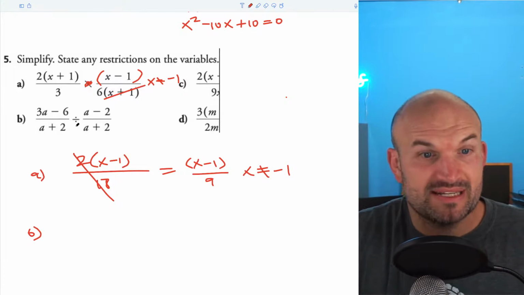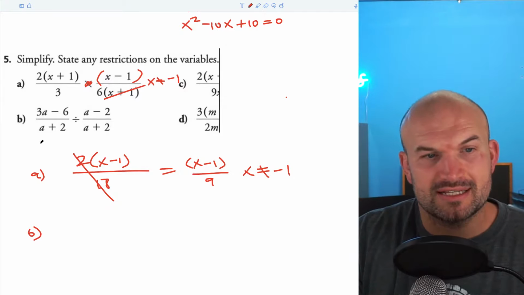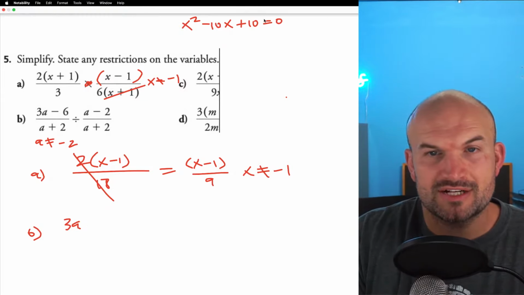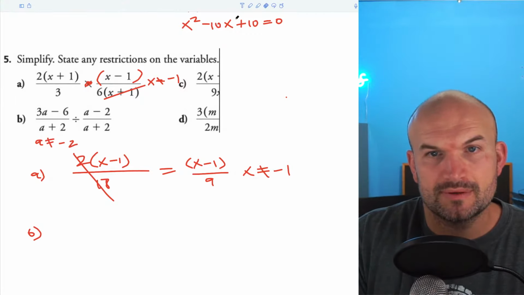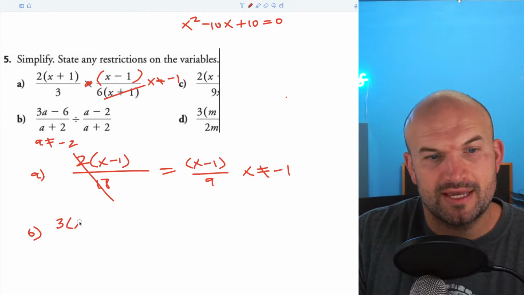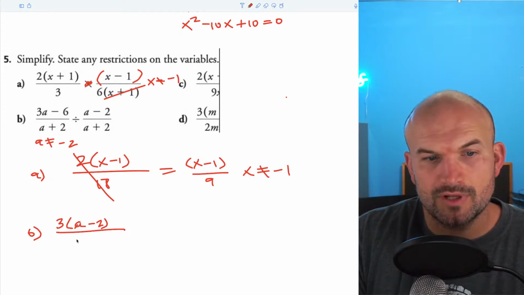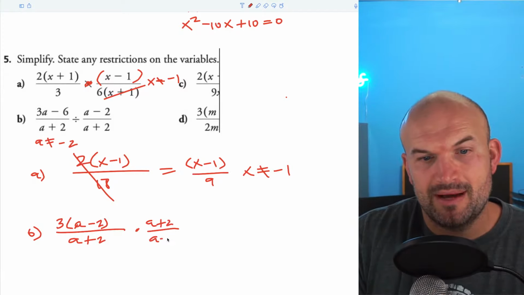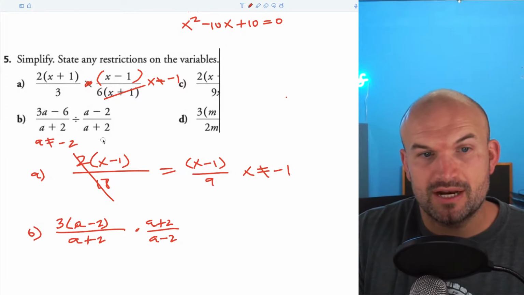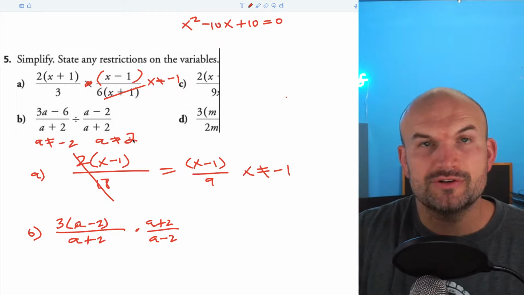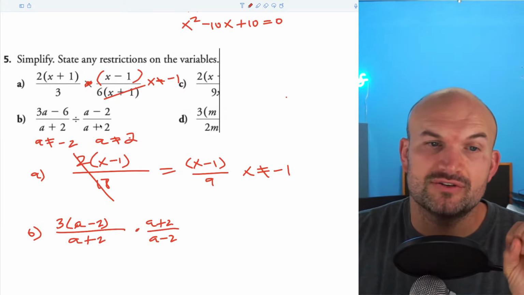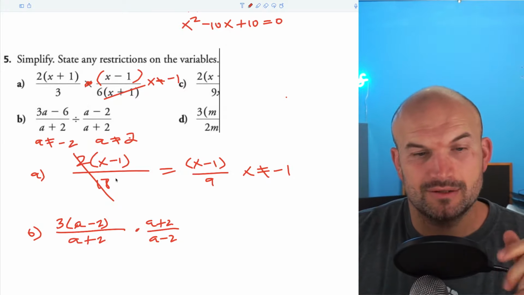Let's take a look at B. B is the same kind of thing, but now we know a cannot equal -2. When you rewrite this as multiplication, which is kind of a hard one for students to recognize, I'm going to factor out the 3 here. When I factor out the 3, I'm left with a minus 2 all over a plus 2, and then rewrite this as a product of a plus 2 divided by a minus 2. Now I know a cannot equal -2, but also a cannot equal positive 2. So when you're doing the restrictions for division, you have to do the denominator of both terms, but also the numerator of your divisor. It gets a little confusing that way.